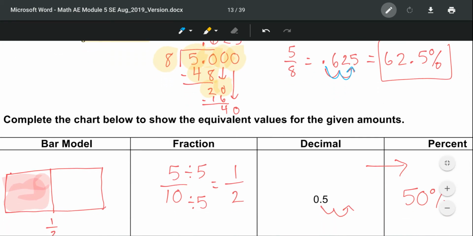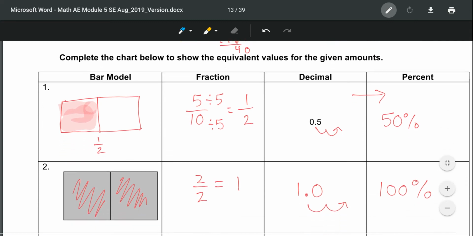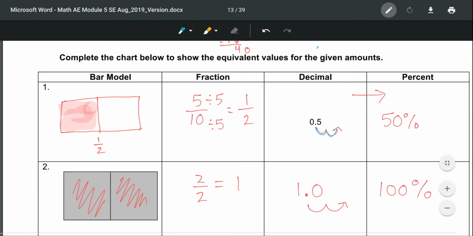Okay, so in example 1, it says to convert the decimal that you have into a percent, then a fraction, and then draw a bar model for it. So if you have 0.5, you can move the decimal point 2 places to the right, and that would give you 50%. As a fraction, 0.5 is 5/10. So you can reduce 5/10 by dividing the numerator and denominator by 5, and you get 1/2.